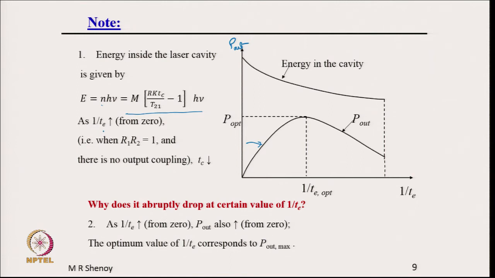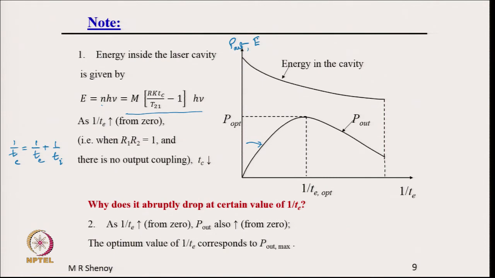As 1/T_e increases from 0, T_c decreases. Please recall that 1/T_c is equal to 1/T_e plus 1/T_i. 1/T_i is the time corresponding to the intrinsic loss coefficient, which is a constant, whereas 1/T_e will change with the pumping rate and the reflectivity of the output coupler. And that is why we are plotting here the output power and the energy. So, this is for energy. Both are plotted.